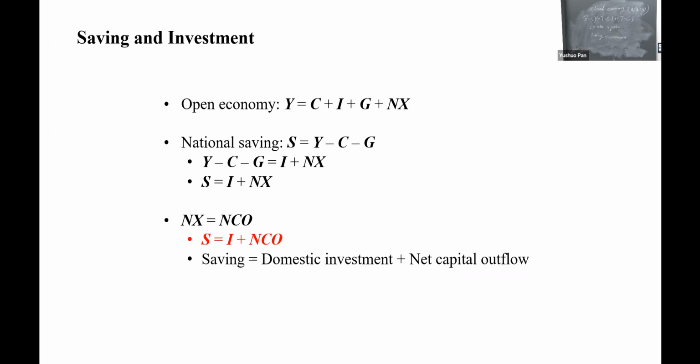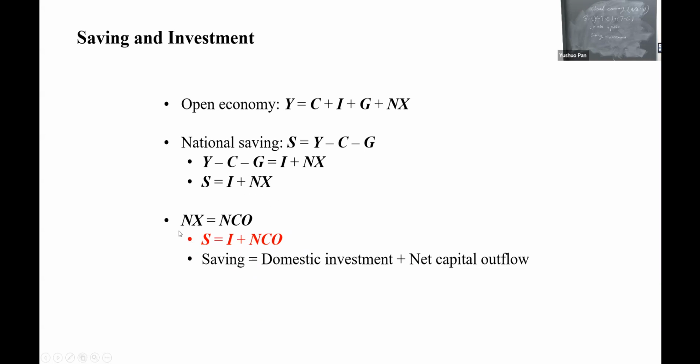The product we produced within the country minus the stuff we need to consume within the country, that's the national saving. So if we change C and G's position to the left-hand side, for this equation we can get Y minus C minus G equals investment plus the net export. And S equals this term, so we change S with this one, we get S equals I plus NX.